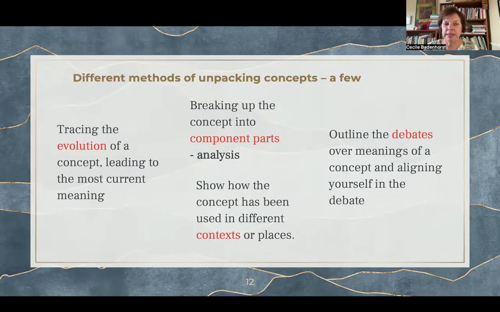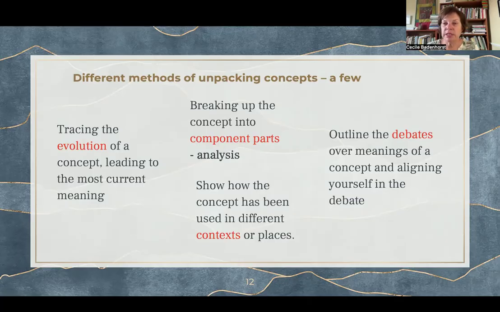There are lots of different ways to unpack concepts, but these are just a few, and I'm going to go through a few examples as well. One is tracing the evolution of a concept from earlier times to currently. One of the ways to do that is to take all your articles or books and put them in date order and read them in date order. Then you can see the unfolding debates. Breaking the concept into component parts, which essentially is an analysis because then you would compare the component parts.